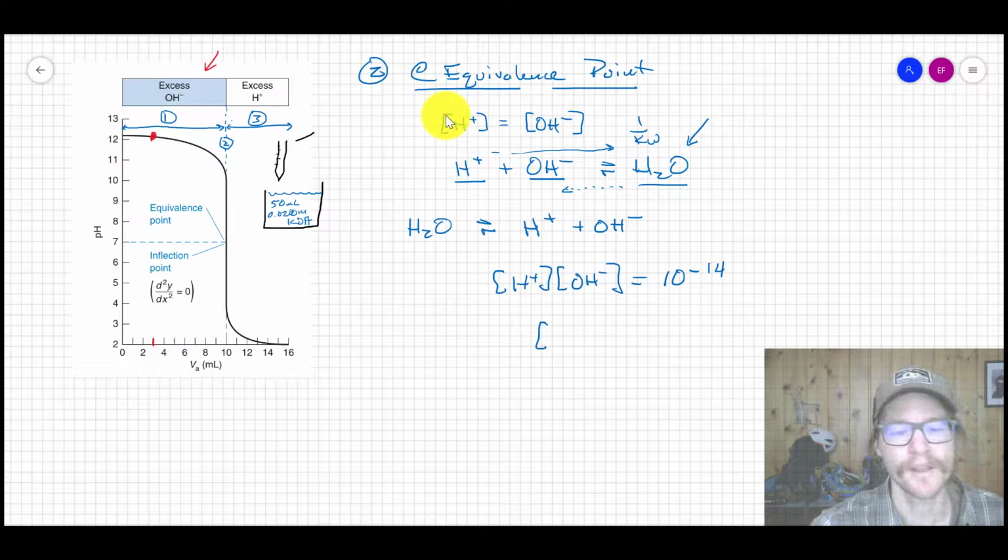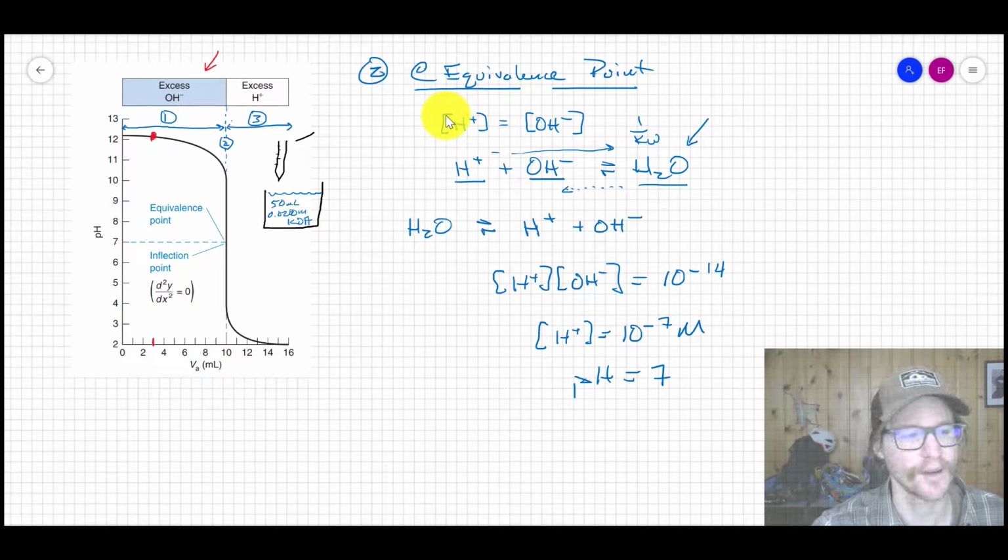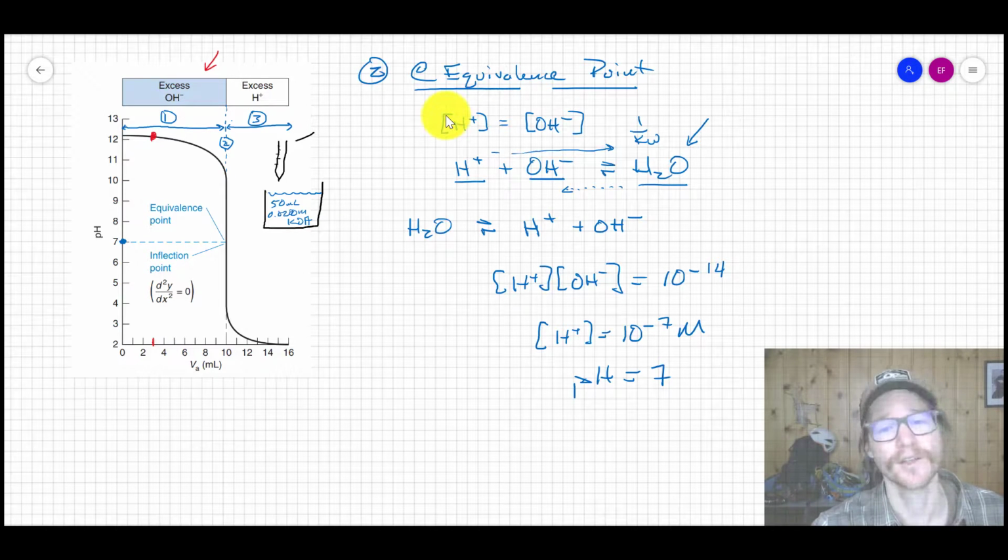And if you allow it to proceed to equilibrium, then that means H plus has to be equal to 10 to the minus 7 molar at this point, which means the pH is 7. And so that's our equivalence point pH. That's how you would compute that.